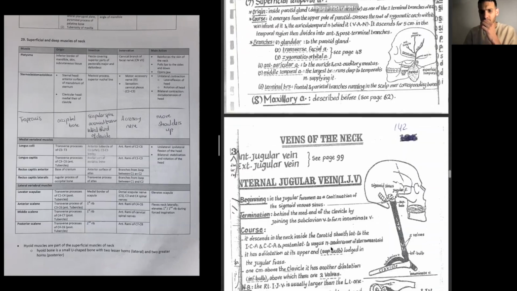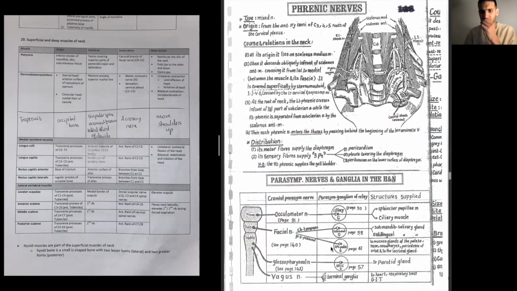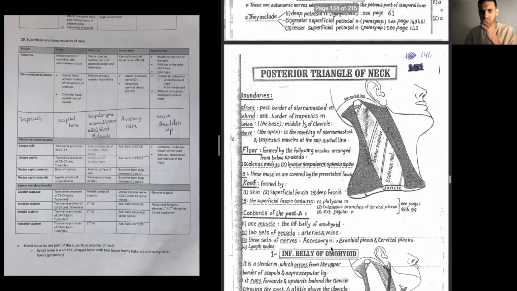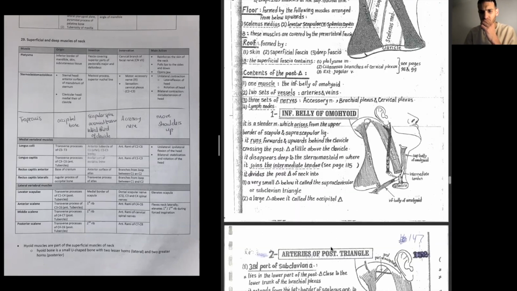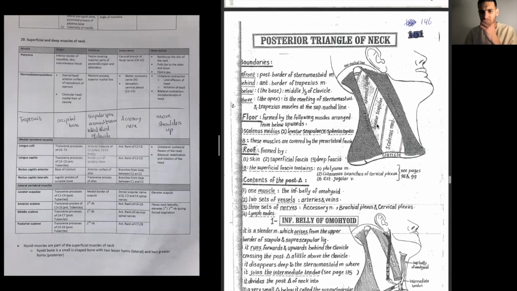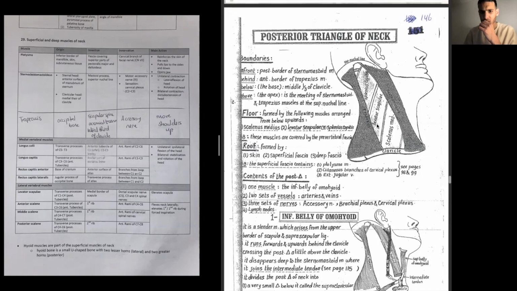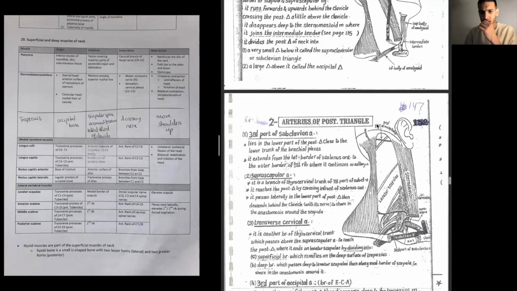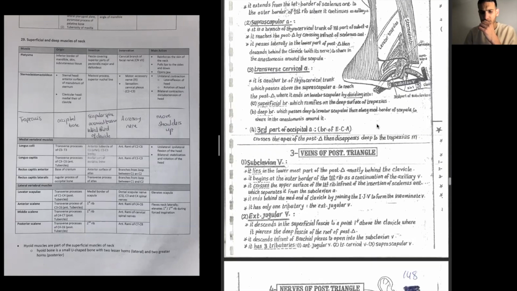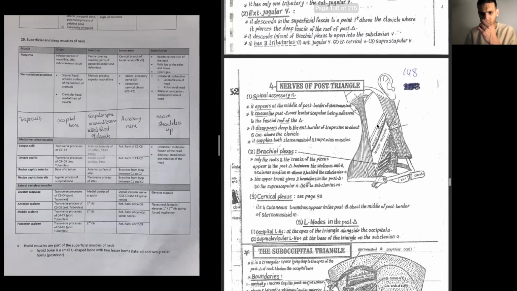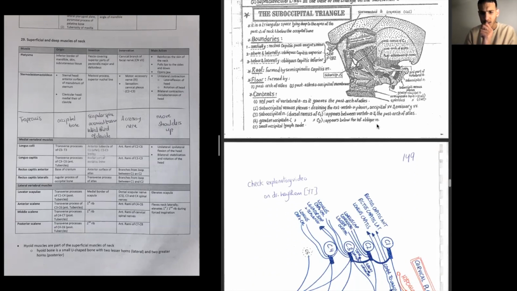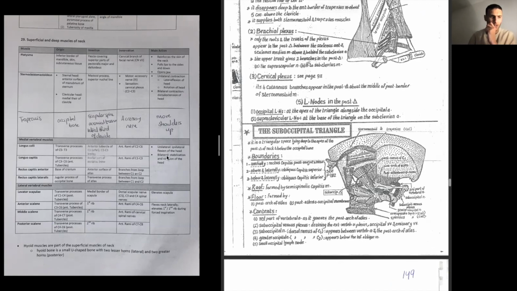These are veins of the neck. These are phrenic nerves. Posterior triangle. Yeah, so there we go. Levator Scapulae, that's it. So second one, I hope I can find it. Yeah, Levator Scapulae. Nerves, posterior triangle, subposterior triangle. Let's see. Yep, it's not found here, but let's just see.